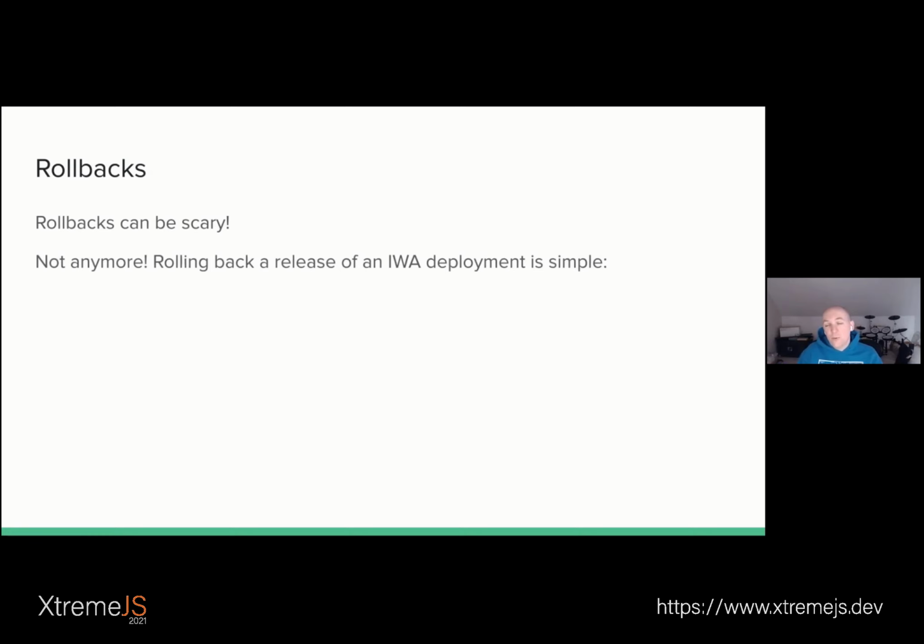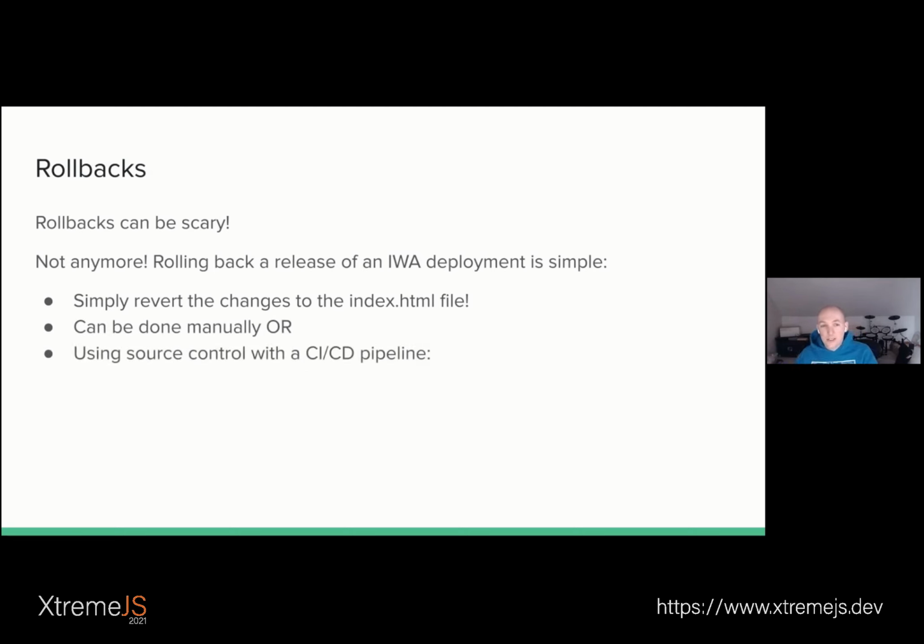Rolling back with an immutable web app approach simplifies all of that. Now we just revert the changes that were done to that index HTML file back to what they were prior to our deployment. You can do that manually, but with a source control system in place and a CI/CD pipeline, it's even simpler. It's literally just reverting our last commit. So getting back to a previously stable state is now something that we can do very, very rapidly from a source control perspective without having to jump through any manual hoops. So a very, very powerful tool that's been put in place.